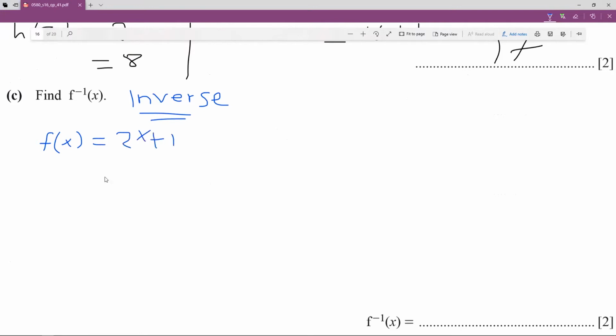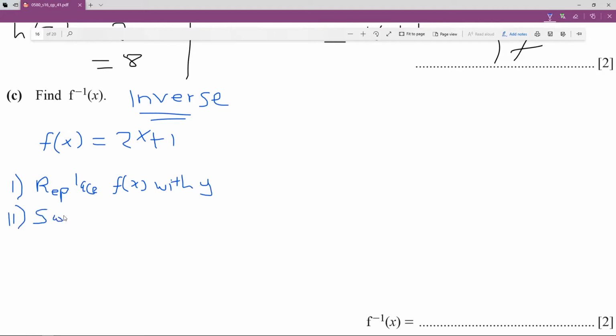Now we need the inverse. To get the inverse of a function, you need certain steps. Let me just list them right here. The first step you need to do is replace f(x) with a y. That will make your working easier and clearer. So now let me just write it. Replace f(x) with a y. Then the next thing you want to do is switch x and y.